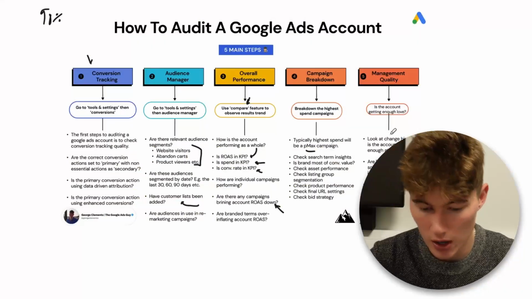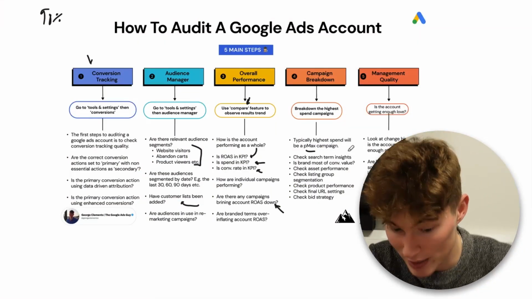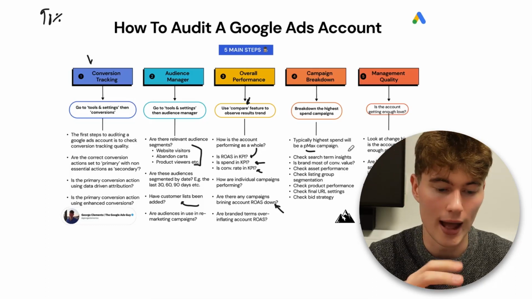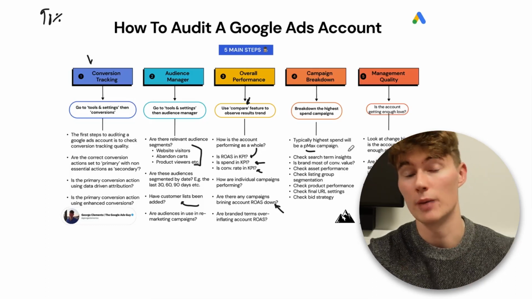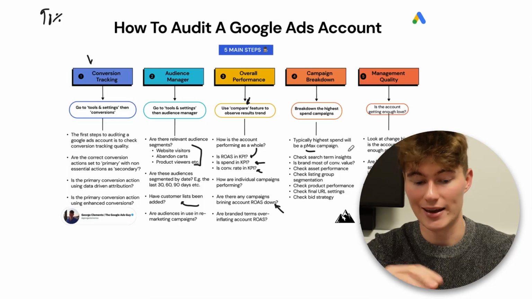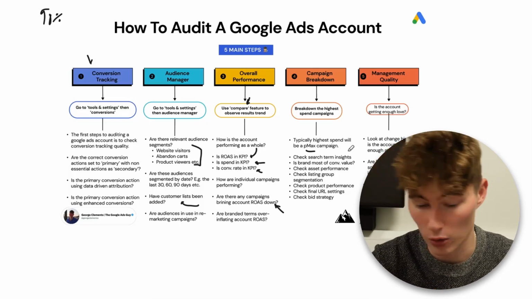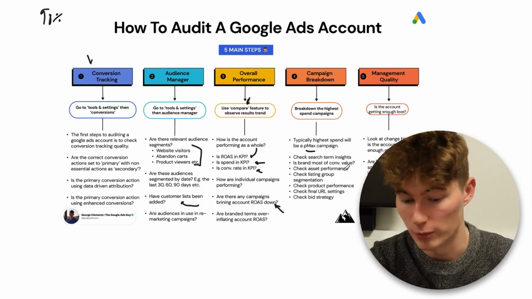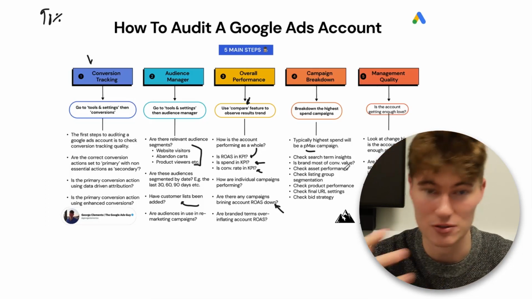All right. So what are we going to check? Well, we're going to check things like search term insights. So, is, for example, the brand name coming up again and again in the search term insights, and is it generating the most conversion value over cold search terms? We're going to check asset performance. So which assets, headlines, images, videos are performing well.